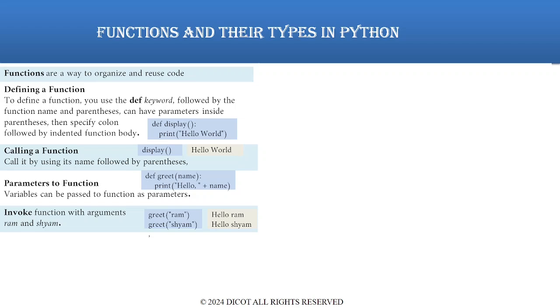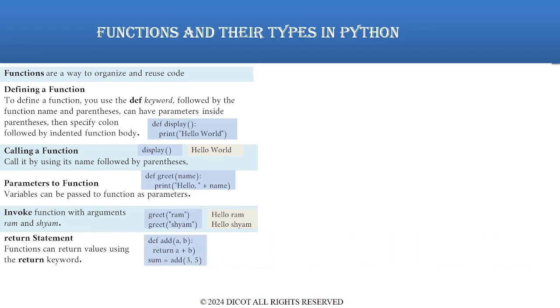Return statement. Functions can return values using the return statement. This allows you to send a result back to the caller. Let's define a function add that receives two arguments and returns their sum. So this is the definition. Now, let's invoke this function with arguments 3 and 5, and assign the return value from function to the variable sum. Sum equals add of 3, 5. Print sum will output 8.